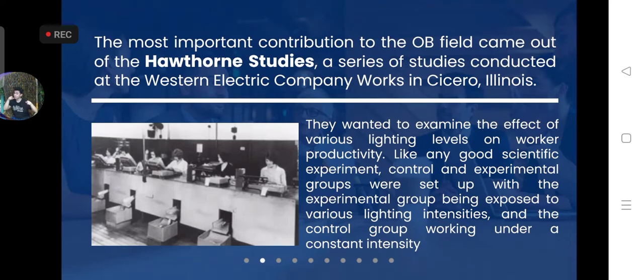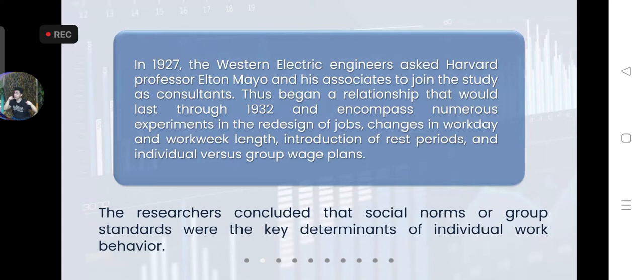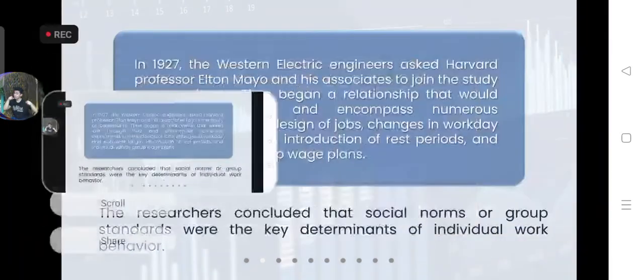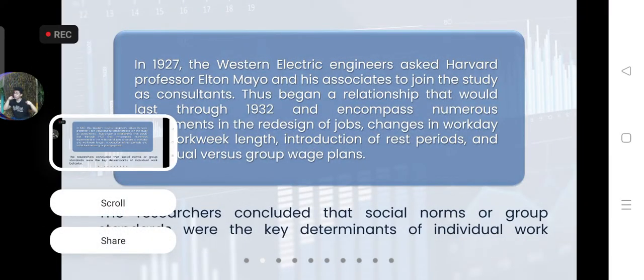So next slide, please. In 1927, a Western Electric engineer asked Harvard professor Elton Mayo and his associates to join the study as consultants. Thus began a relationship that would last through 1932 and encompassed numerous experiments in the redesigning of jobs, changes in workdays and work week length, introduction of rest periods, and individual versus group wage plans. The researchers concluded that social norms or group standards were the key determinants of individuals' work.